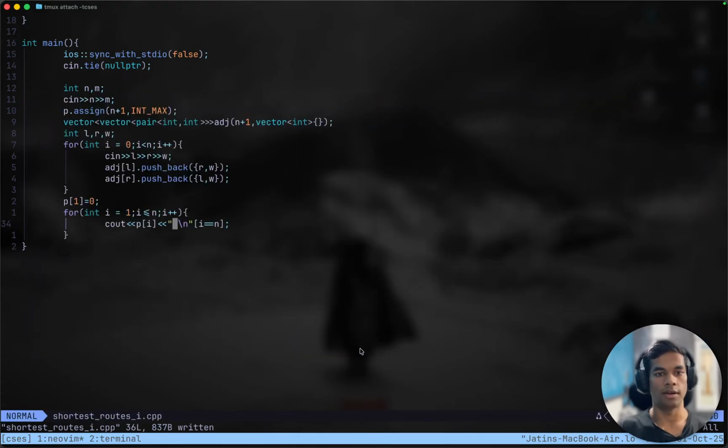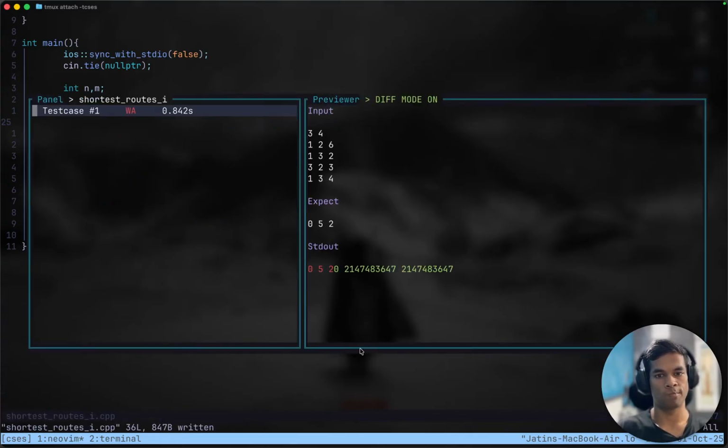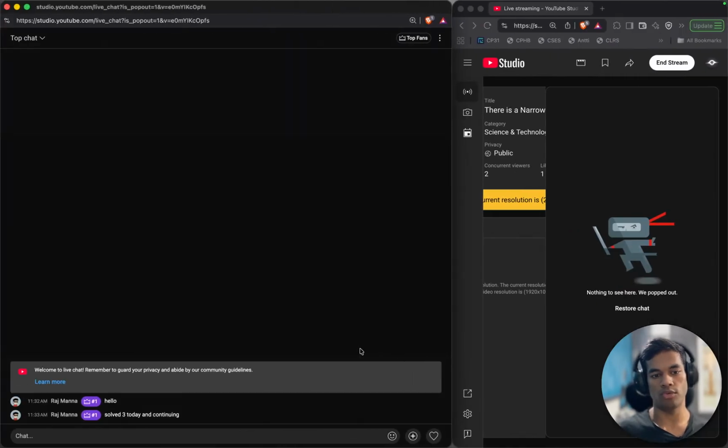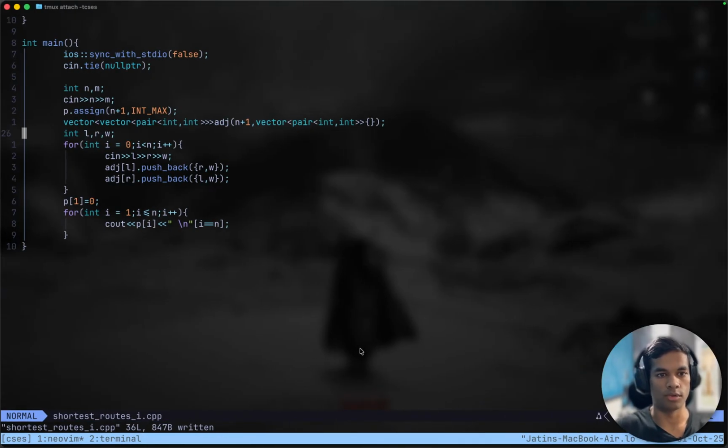That didn't work out, and there is a reason. Yes, this thing. This has to be a pair of integers, and since this is a pair of integers, we will say 0, and that should be enough. That is wrong. Of course, it is wrong because when we add something to int max, it overflows and becomes negative, and that is not good. So we should not do that.